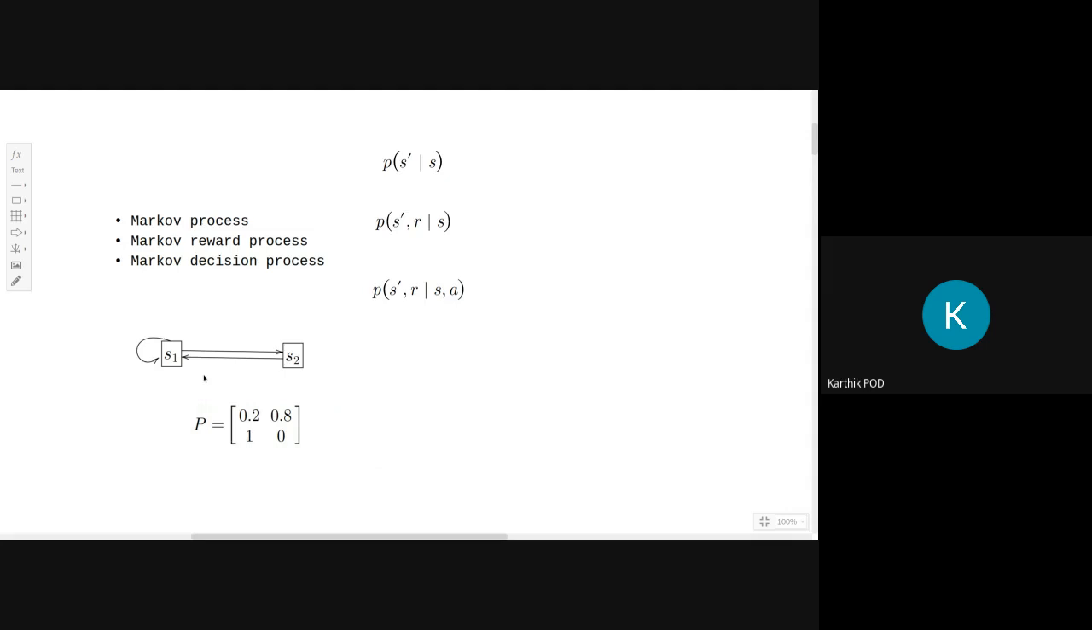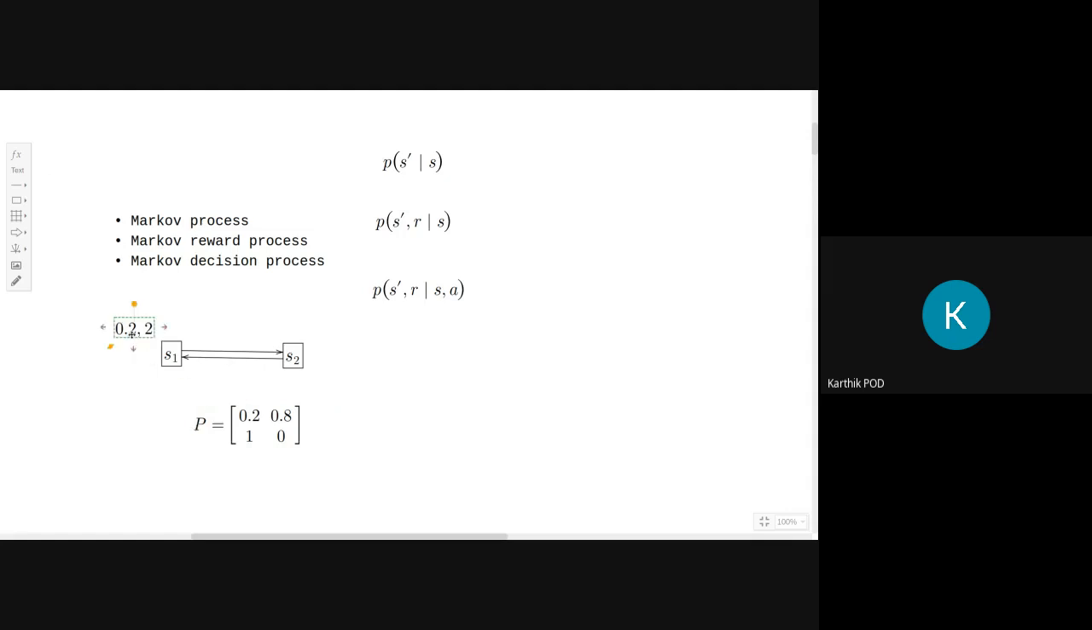If you have a Markov reward process, then you will also add rewards along the way. So you'll say that the transition to itself happens with a probability of 0.2, and maybe the reward it gets is, say, 2. Likewise you'll have something on each arrow. That will be a Markov reward process.